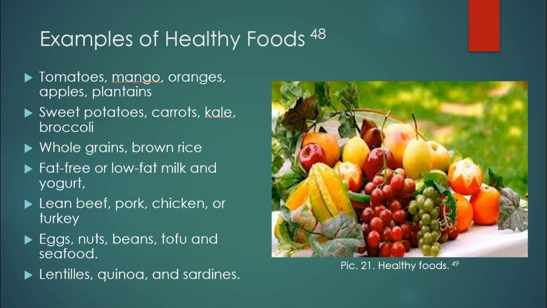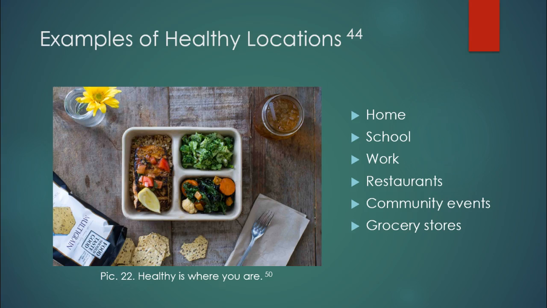Okay, so examples of healthy locations, because we need to do all the aspects of our lives. A healthy location is where you are. Likewise, a healthy location can be unhealthy based on your choices. The picture depicts a restaurant where a healthy-looking meal was served with iced tea, water, and multi-grain snacks. At home, this meal can be served on a paper plate, and it's still going to be healthy.